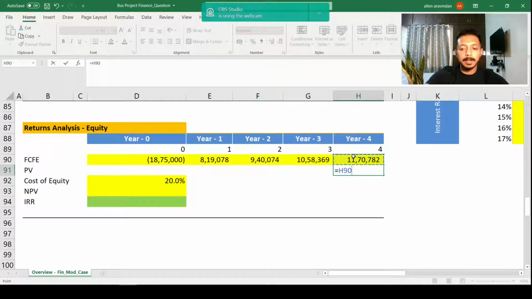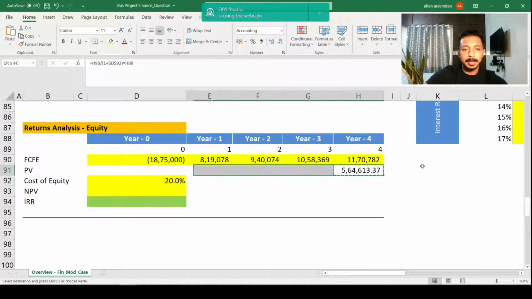I take the value at year 4 divided by 1 plus the cost of equity. So I'm just discounting, right? This is the concept of discounting, and this method is also called the discounted cash flow, all right? And I raise it to the number of years I want to bring it back, right? So it's 4 years, so raised to this value.